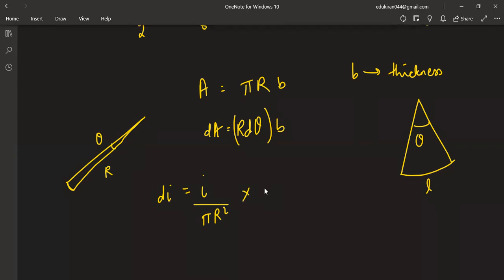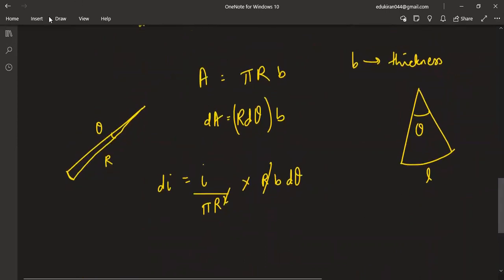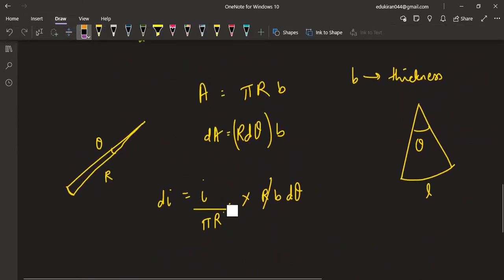So this will become r b d theta, divided by r square. This r square and this r square will get cancelled. See, this which was present here, I by pi r square, I by pi into d theta. So from here you have I by r pi into d theta. Did you understand? Look here, this is not pi r square. Wait, this is the thickness we are talking about, no?